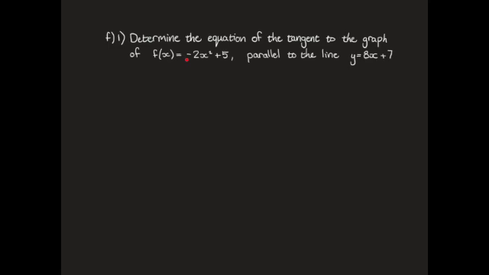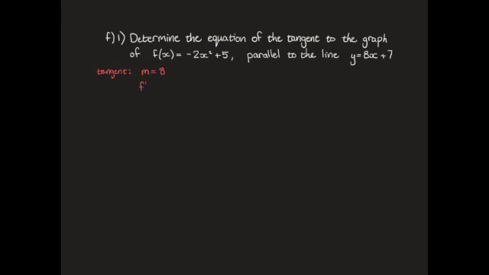Question F1 is a nice combination of skills that you've done before. You'll see that they talk about parallel to the line, and then they've given us the equation of a straight line. And they're wanting the equation of a tangent to the graph that's over there. Now remember, we're always looking for the gradient of the graph. And if they tell us that this tangent is parallel to that other line, it means that our tangent has a gradient of 8. How does that help us?